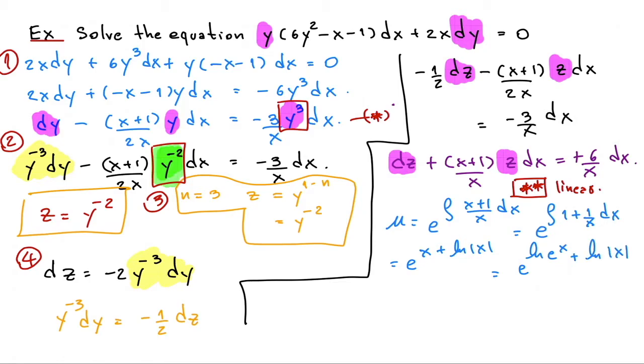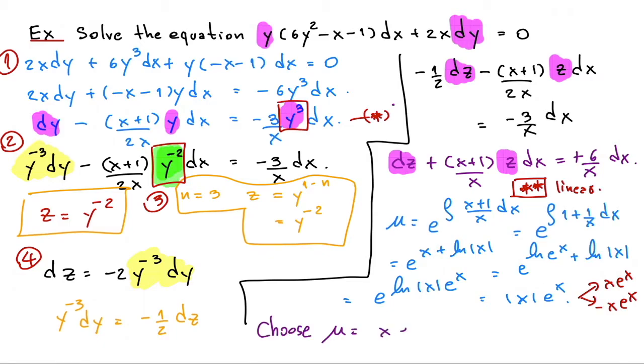Guys, don't forget this log and exponential, they cancel out. So we have that. It's actually e to the log of absolute x times e to the x, which is absolute x e to the x. So again, this can be x e to the x or minus x e to the x. But as I told you, if you multiply the whole equation by plus or minus, it's the same. So I will just choose mu as x e to the x.